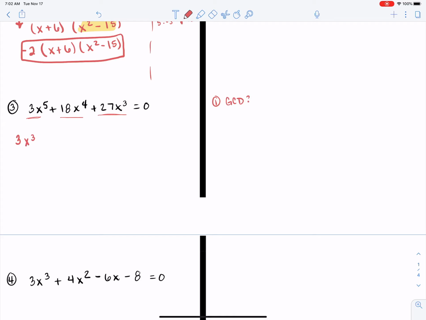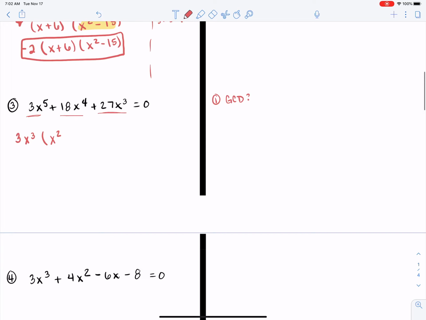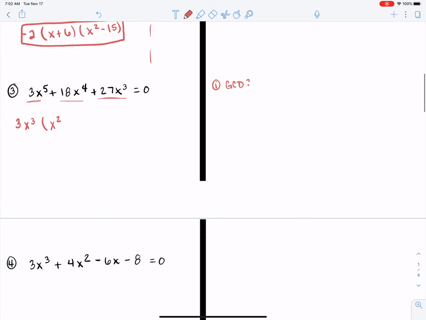Now let's figure out what we have left. 3x to the 5th divided by 3x cubed is just an x squared. 18 divided by 3 is a 6. x to the 4th divided by x cubed is a single x. 27 divided by 3 is 9. x cubed divided by x cubed is no x's left. Now look at what's left over: x squared plus 6x plus 9.